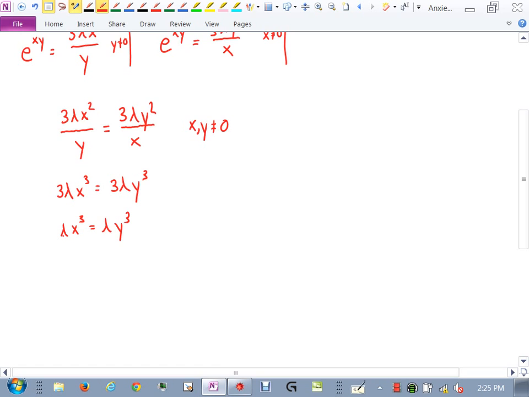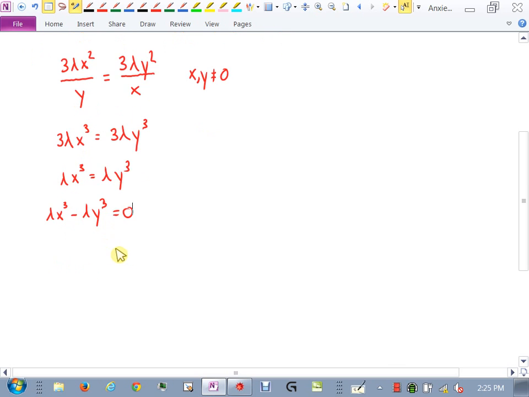You could say x cubed is y cubed, but then you would have to make what assumption? You would have to get rid of lambda, so you'd have to divide by lambda on both sides, which means you would have to make the assumption lambda is not 0. You could do it. I'm just saying you'd have to say that. How about this? How about lambda x cubed minus lambda y cubed equals 0? Is that fair? Moving the lambda y cubed to the other side? Could you take out a lambda and be left with x cubed minus y cubed equals 0? Could you do that?